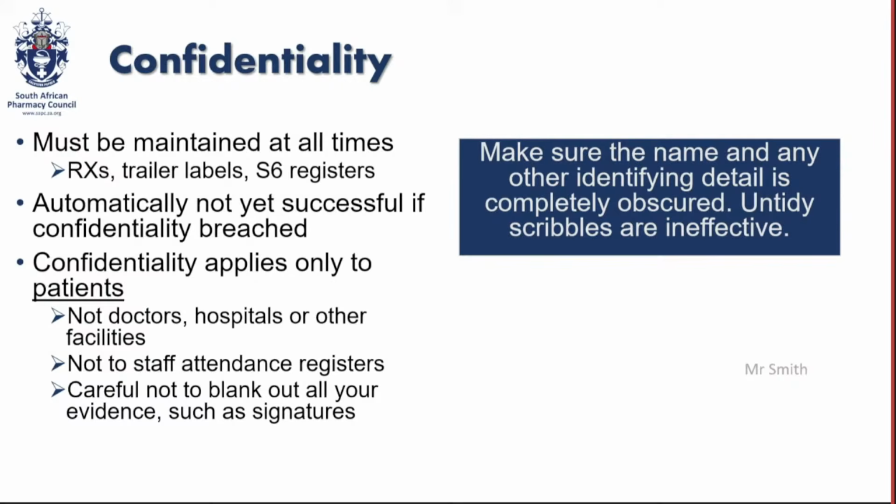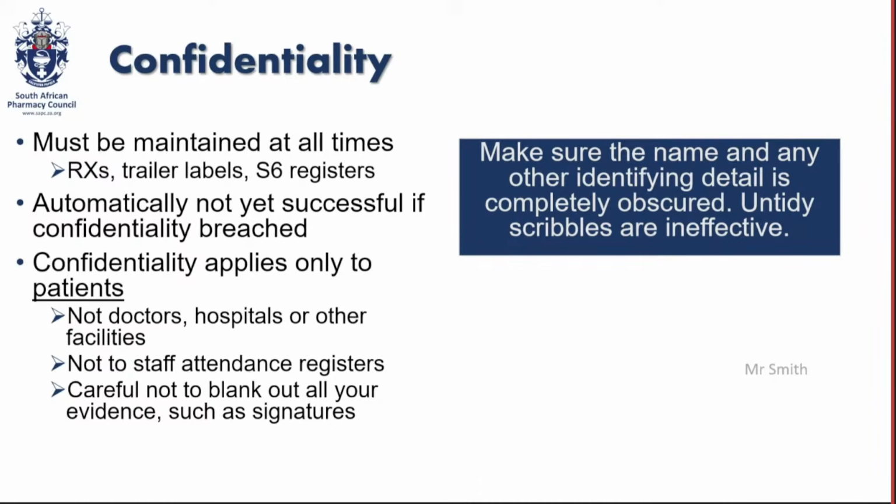But if they're signatures and you can't really ascertain what the name of the patient is, that's fine. But if they sign their name as a signature, then all of that information must be blanked out. Automatically, you're not yet successful if the confidentiality is breached. And here we're speaking about patient confidentiality. Confidentiality does not apply to doctors, hospitals, or other facilities. So you can't have a document where you're blanking out everything, the patient details, the doctor details, hospital details, and there's not much left within the evidence. So when we're dealing with confidentiality here, we're dealing with patient confidentiality, and the other information needs to be there.